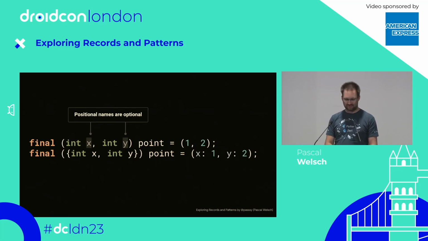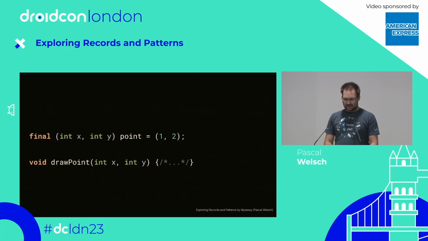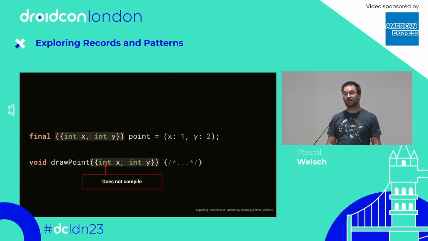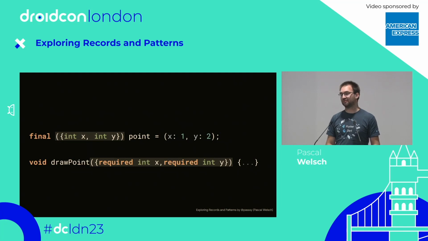They have no other value. As I already told you, it looks the same. So the parameters of a function look like the record parameters. But there's one difference. You might think, oh, this is the same, but actually this code does not compile because, of course, we are missing the required keyword for the named ones in the function.